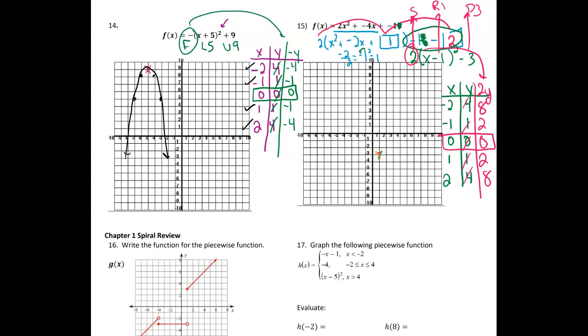X marks the spot. And for my first one, I'm going to go left 2, up 8, and then I'll go left 1, up 2, and then I'll go right 1, up 2, and I'll go right 2, up 8, and then I get a much skinnier stretched V, or U, sorry.